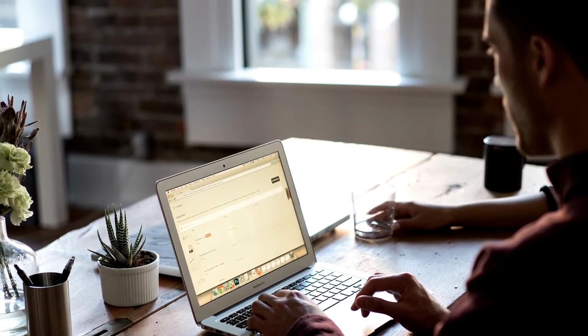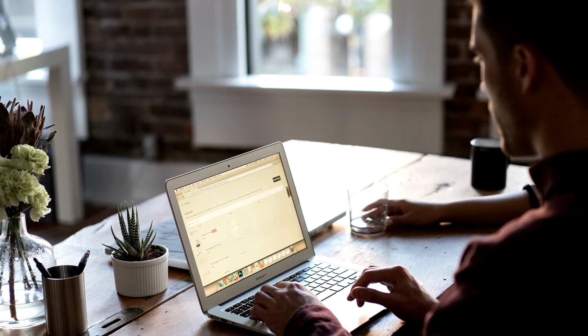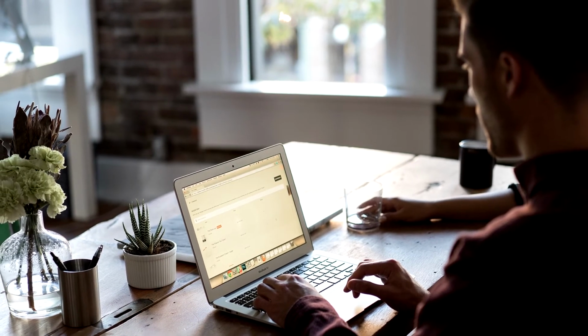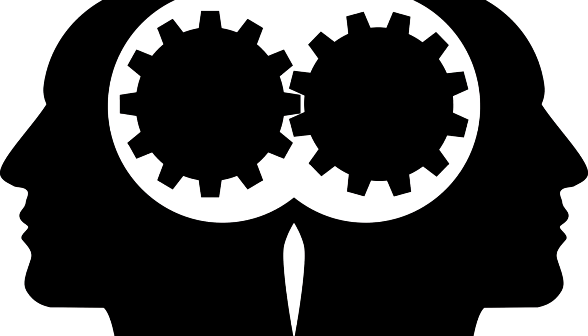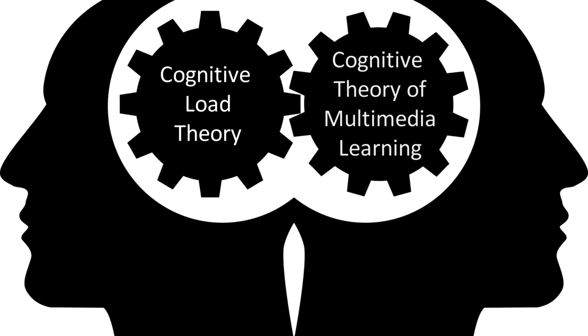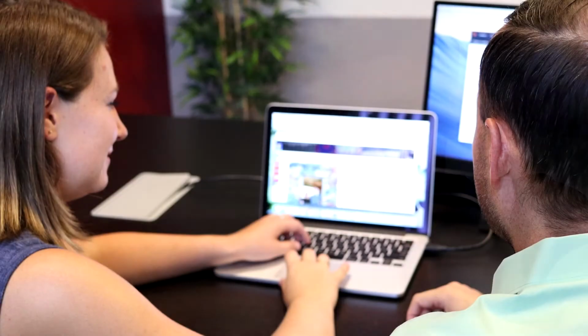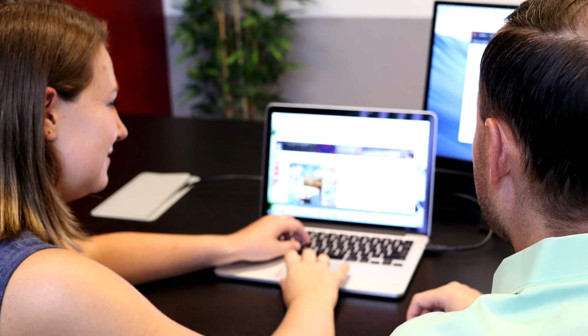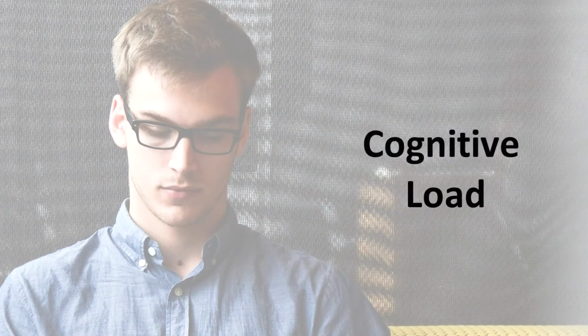If you plan to create a multimedia presentation, consider the guidance of the multimedia principles. Two important theories influence the principles: cognitive load theory and the cognitive theory of multimedia learning. It takes work to take in, filter, and digest new information and move it into long-term memory. The amount of work to accomplish these things is known as cognitive load.